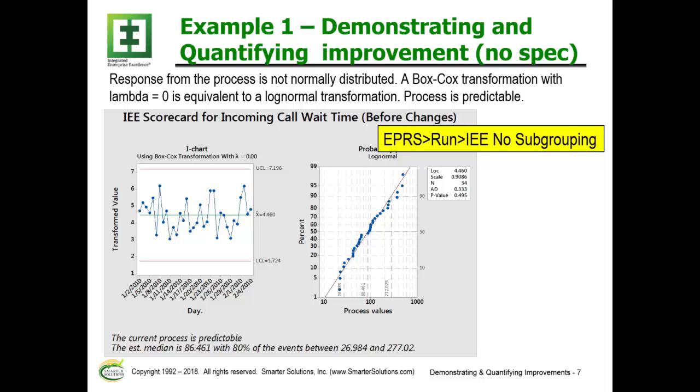Our incoming call wait time is shown here. We don't really have a specification, so we reported out the median and 80% frequency of occurrence. In this case, it's bounded by 0, so it required a log transformation. So it's a stable process, and we decided we want to improve this overall process.